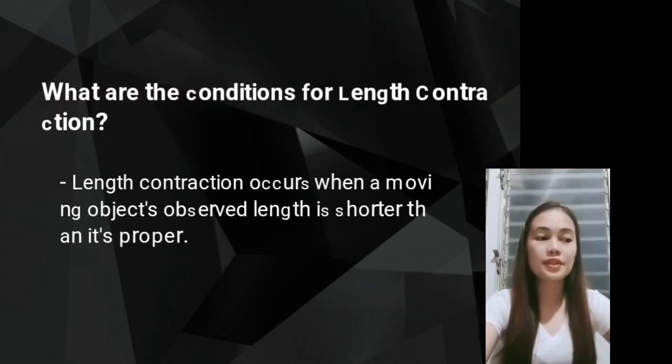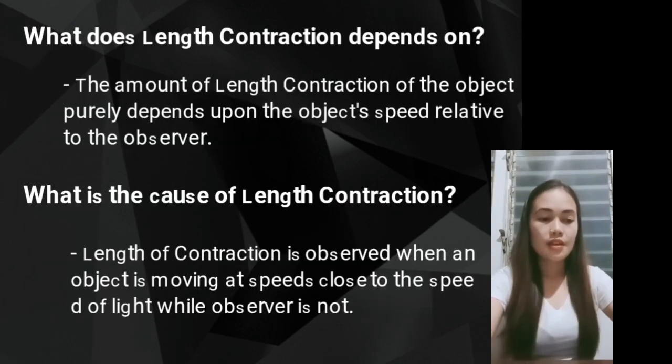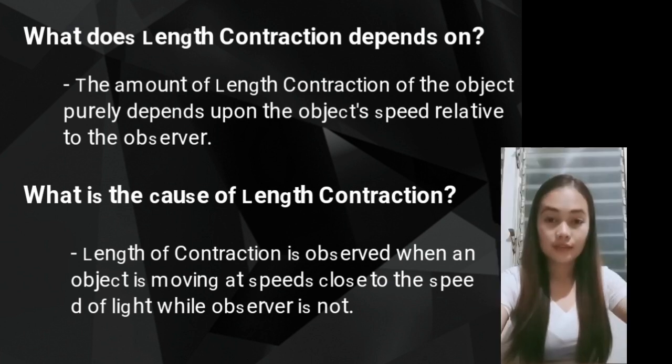And the condition of length contraction is that it occurs when a moving object's observed length is shorter than its proper length. The amount of length contraction of the object purely depends upon the object's speed relative to the observer. And again, length contraction is observed when an object is moving at speeds close to the speed of light while the observer is not.